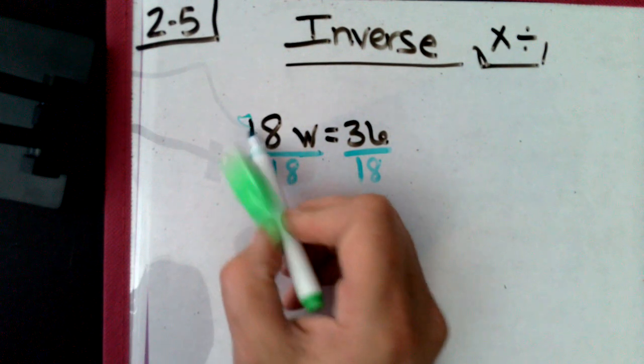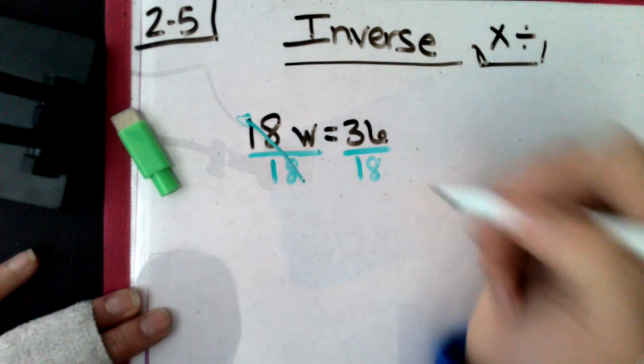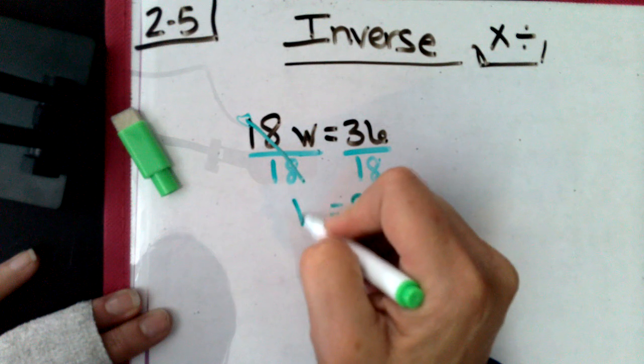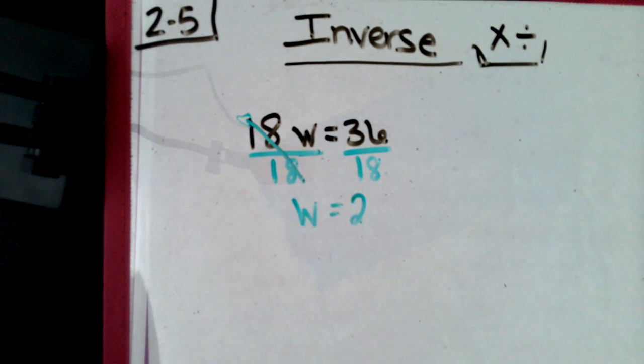So 18 divided by 18 cancels itself out and becomes 1. 36 divided by 18 equals 2. I'm going to bring my equal sign down, and I'm going to bring my W down, and I will be done with this problem. Let me do another example.